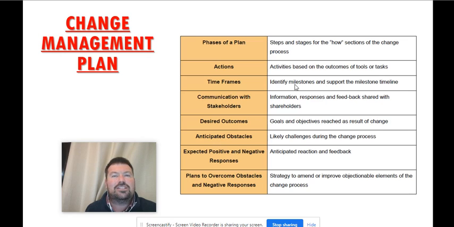Then obviously there needs to be time frames. So when do we meet? Is it on a weekly basis at every phase, on a monthly basis? Then when do we need to achieve certain goals? So we need to have time frames built into our plan.